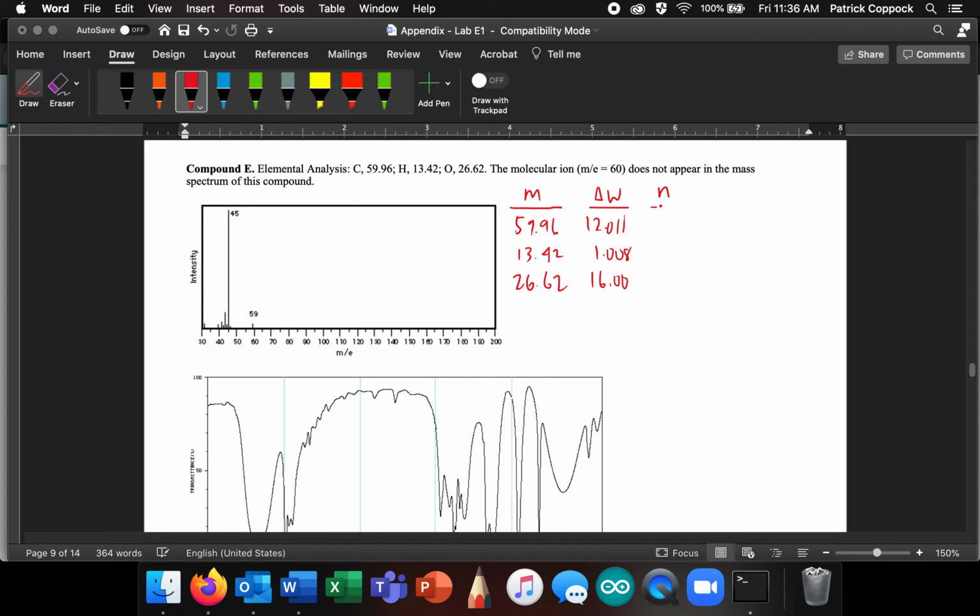That means the moles of carbon is 59.96 divided by 12, which is about 5. 59.96 divided by 12 is equal to 4.9966, or 4.997. 13.42 divided by 1.008 is equal to 13.31, and 26.62 divided by 16 is going to equal 1.664.